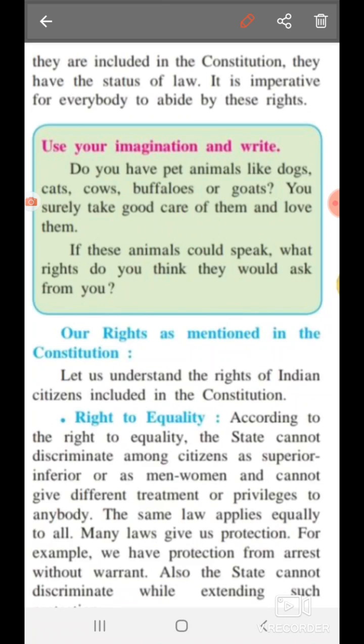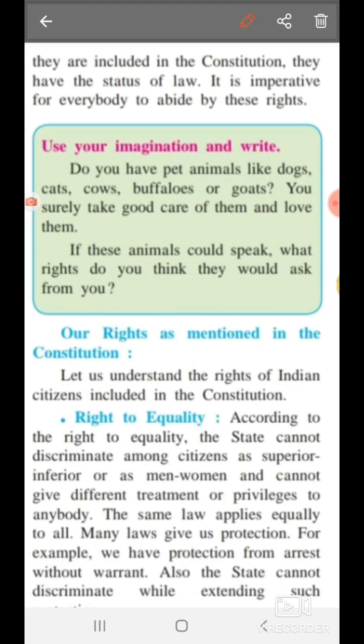Therefore, these laws help us to protect our rights. For example, we can say that no one can be arrested without a warrant. Also, the state cannot discriminate or make any difference while extending such protection. Now let us learn what other rights are included in the right to equality.